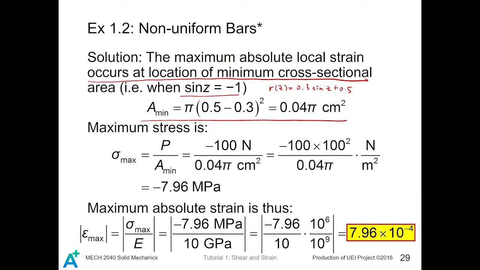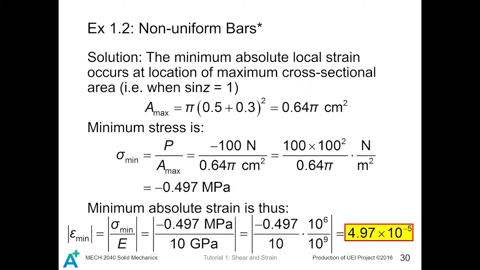Next, we can use the stress equation, which is applied load divided by the area, to calculate the maximum stress in the structure, which is compressive 7.96 megapascal. Therefore, the maximum absolute strain is the maximum stress divided by the Young's modulus, then take the absolute value. You will get the answer, which is 7.96 times 10 to the power minus 4.